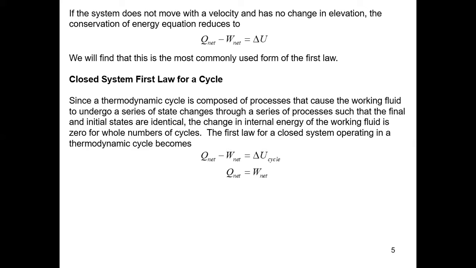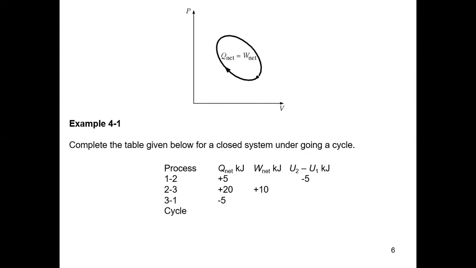The first law for a closed system can be written for a closed system operating in a thermodynamic cycle, where the change in internal energy is zero because it comes back to its original state. So Q net is equal to W net. That means the total energy coming in is equal to the total work done by the system. And that is what is shown in the picture.